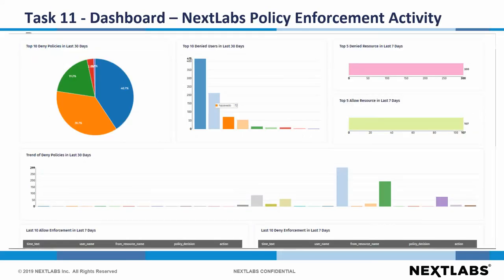And the dashboard from NextLabs will give you enforcement activity, as I mentioned earlier. So any of those denies or access attempts on users' parts will be displayed within these different types of charts. If we take a look at the one in the center that shows the top 10 denied users in the last 30 days, you'll see Humberto tried to access something 72 times within that 30-day period that he wasn't allowed to view.